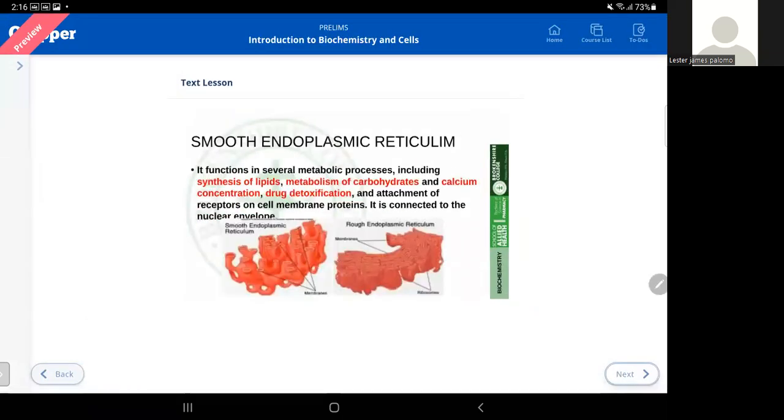So it functions in several metabolic processes, including synthesis of lipids, metabolism of some carbohydrates, control of calcium concentration, detoxification of drugs, and attachment of receptors of cell membrane proteins, and it is connected to the nuclear envelope, no? Connected towards the nuclear envelope. So that is the role of your endoplasmic reticulum.